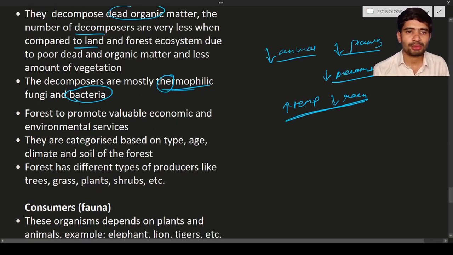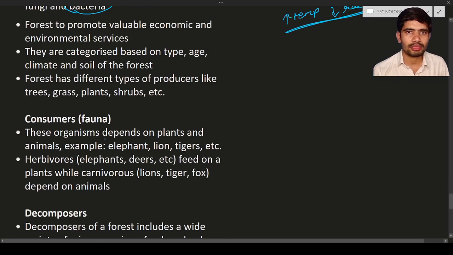The forest promotes valuable economic and also environmental services. Why? Because forests are most important. They are categorized by age, climate, soil, etc. That is about the forest. The forest also has producers, next consumers, decomposers, etc.